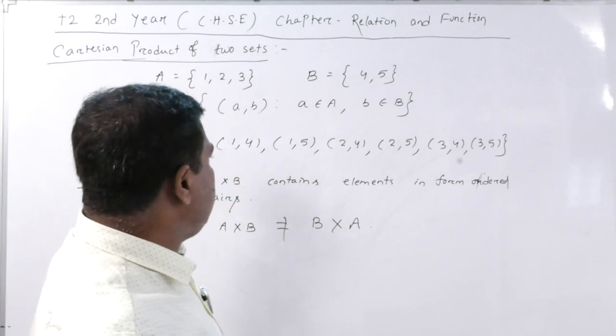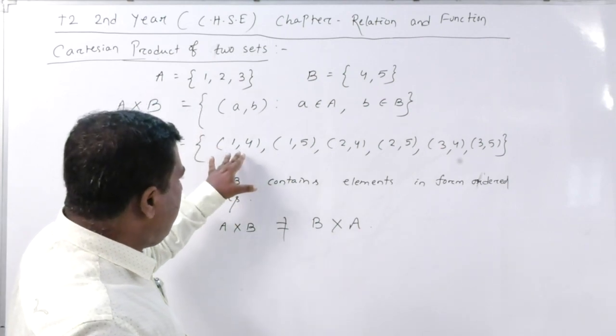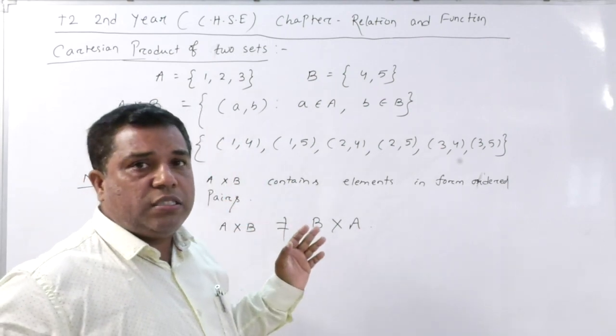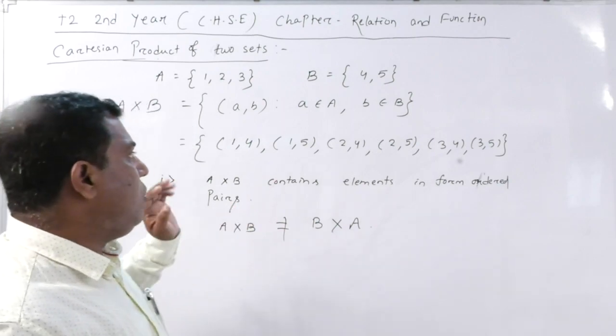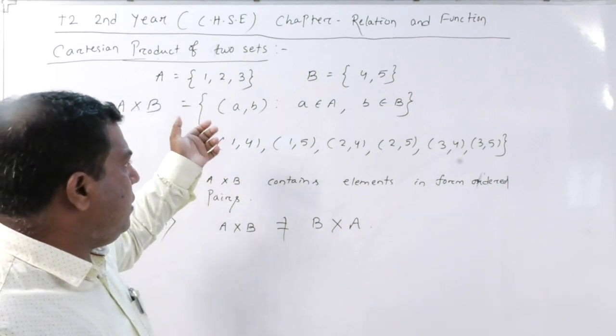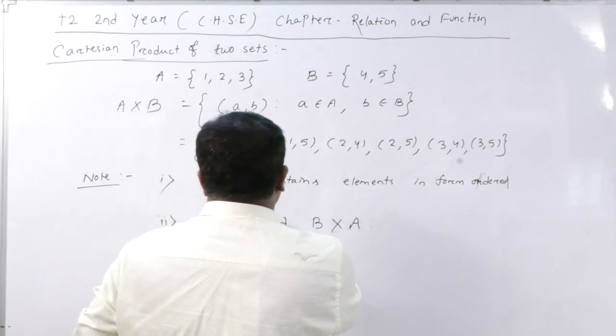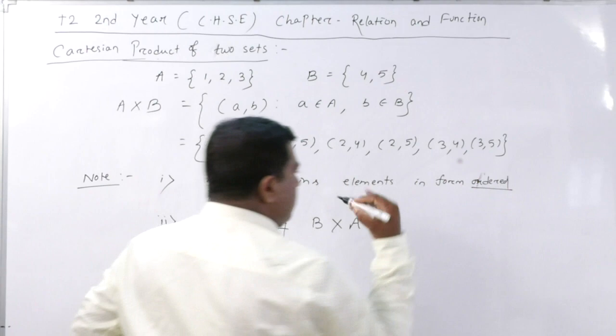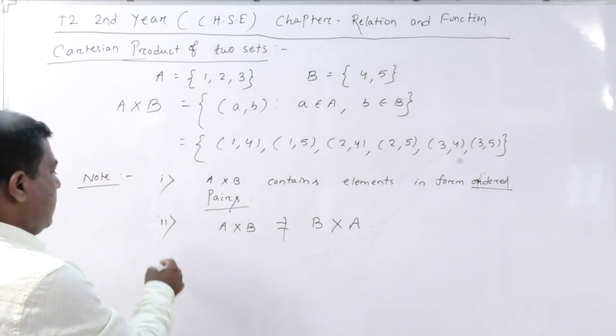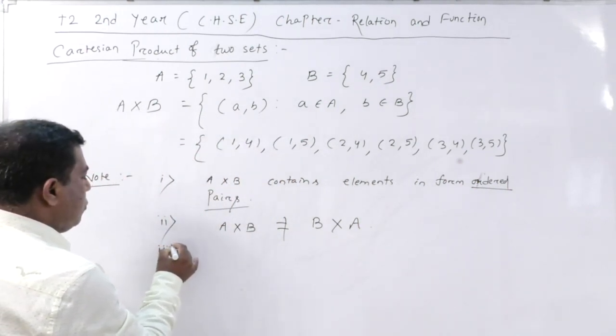So if somebody thinks that 1-4 is equal to 4-1, no, that is not correct, my dear students. 1-4 has a certain type of representation, that's why it is called ordered pairs. Okay, clear?